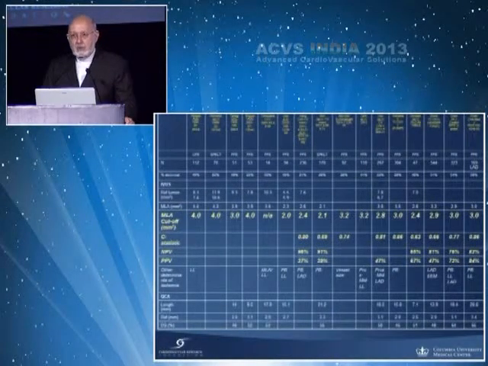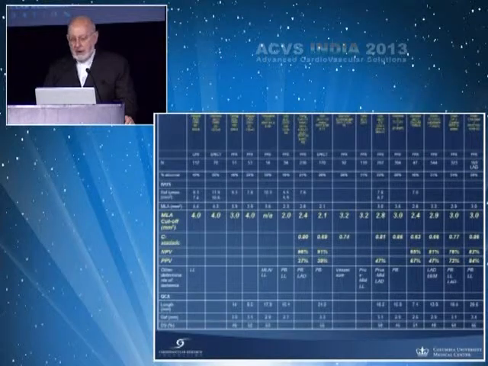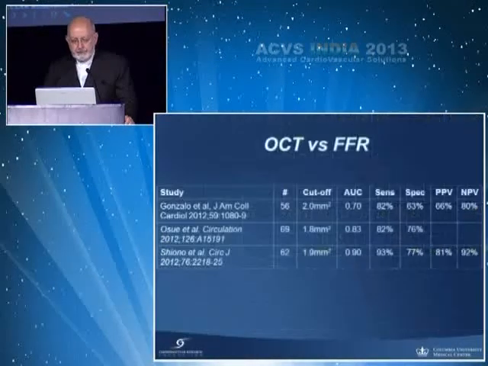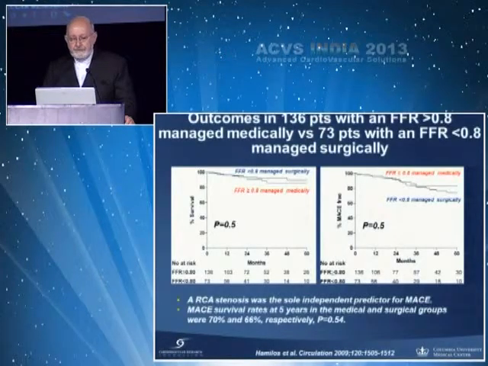The answer is no. In non-left main lesions, these are all the studies that have been presented or published, and you can see that the minimal lumen area cutoff that correlates with abnormal physiology varies from 4 square millimeters to 2 square millimeters, smaller in Asian patients than in Western patients. Therefore, if there's no consensus as to the criteria, how can we rely on this technique? And OCT is no better. So in non-left main lesions, we cannot replace FFR with either IVUS or OCT.